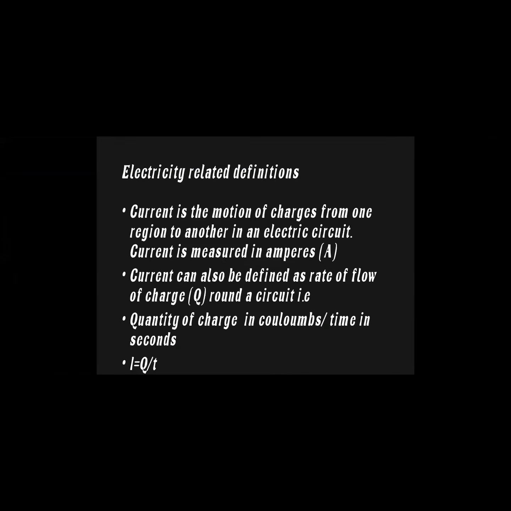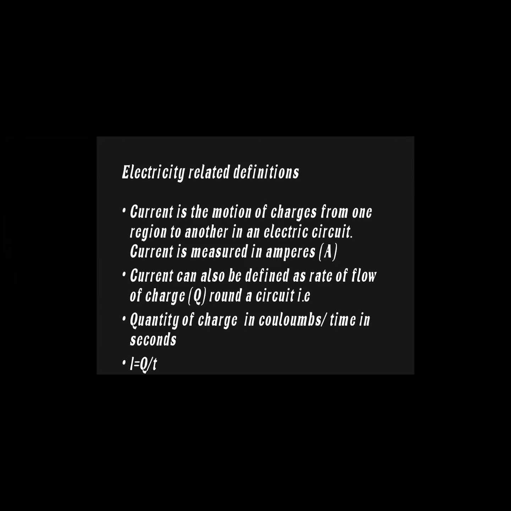Okay. Then current can also be defined as the rate of flow of charge around the circuit. For example, charges are measured in coulombs. I'm sure we learned that when we were learning static electricity. So the rate of flow of charges in an electric circuit is also the current.